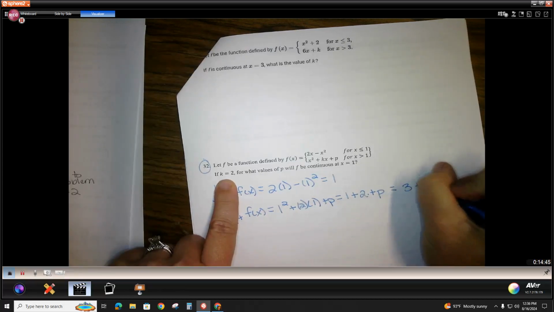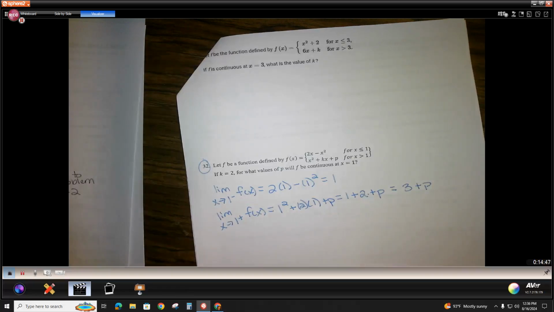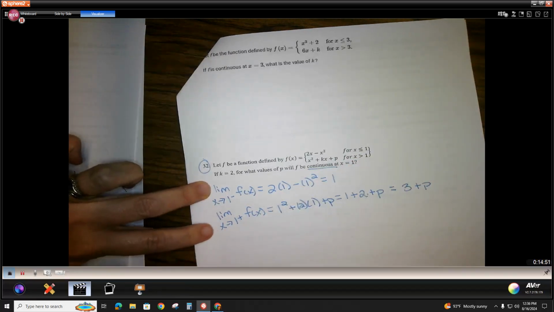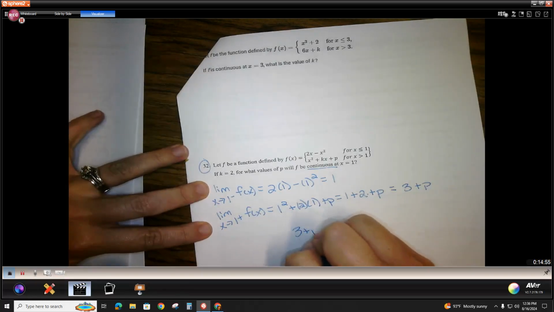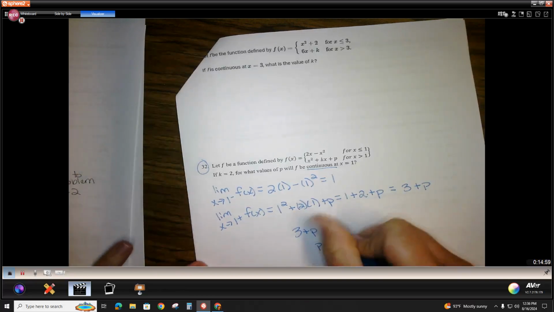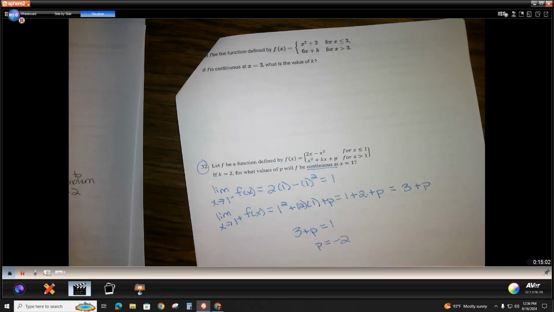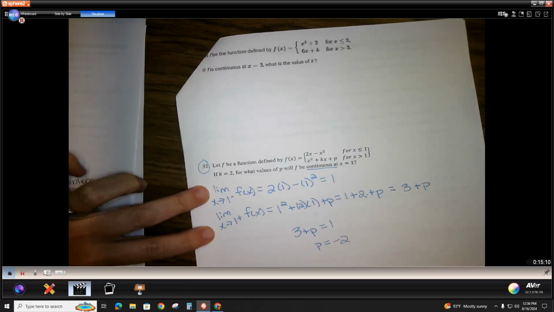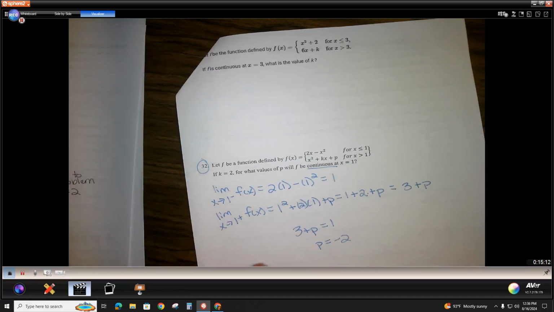3 plus p. Okay, in order for it to be continuous, my limit from the left and my limit from the right have to match. So 3 plus p has to equal this 1, which means p has to be -2. So you can do it from the point, but for sure do the limits, because the limit from the left and the right have to match. So that would be the minimum, and then getting the value there.